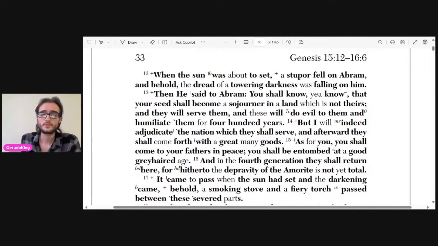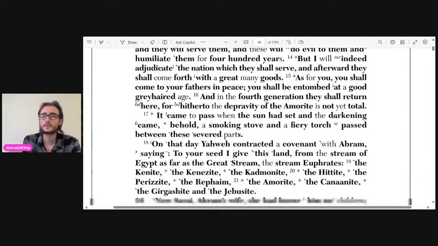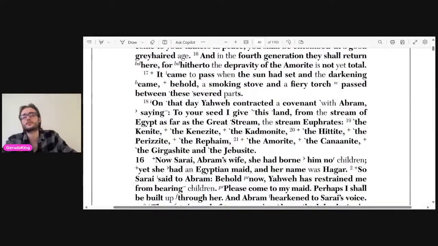"But I will indeed adjudicate the nation which they shall serve, and afterward they shall come forth with a great many goods. As for you, you shall come to your fathers in peace. You shall be entombed at a good gray-haired age. And in the fourth generation they shall return here, for hitherto the depravity of the Amorite is not yet total."